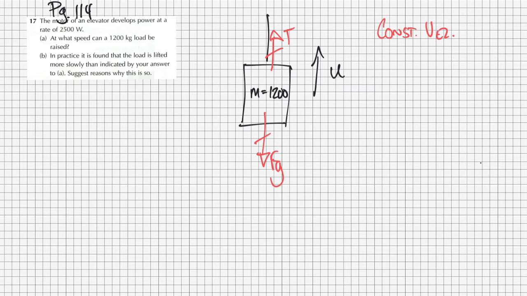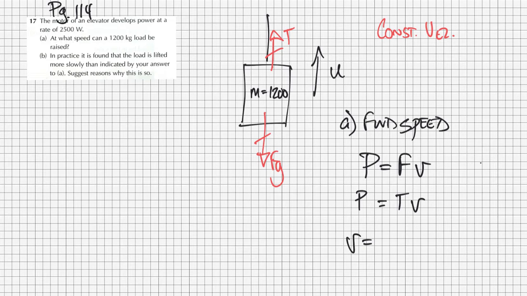So when it wants us to find the speed of the elevator, basically we can use the idea that power equals force times velocity. And the force is going to be equal to the force of gravity. So really this would be my tension force, times velocity equals power. So then my velocity is going to equal my power divided by my tension force. That's going to be my power divided by my force of gravity, because those are the same.